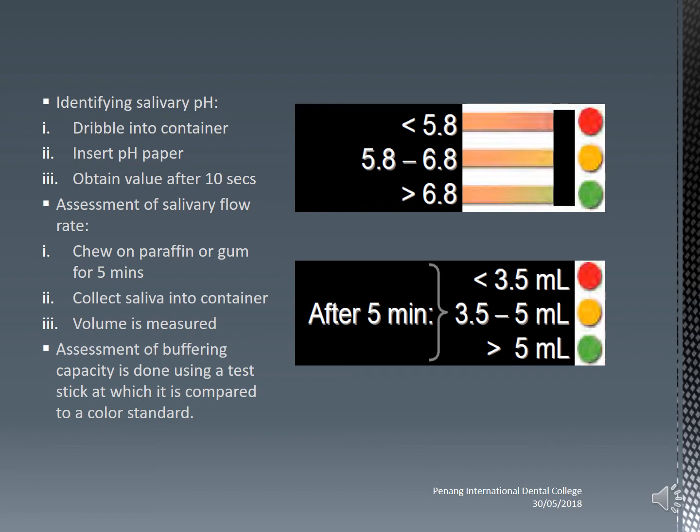Then you can also make a note on assessment of salivary flow. You ask the patient to chew on paraffin or gum for 5 minutes and collect the saliva into a container. Then measure the volume of saliva. If the amount of saliva formed is less than 3.5 ml, that is unfavorable. 3.5 to 5 ml is marginal, and greater than 5 ml is favorable saliva.